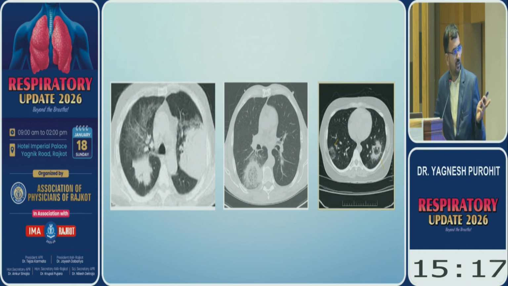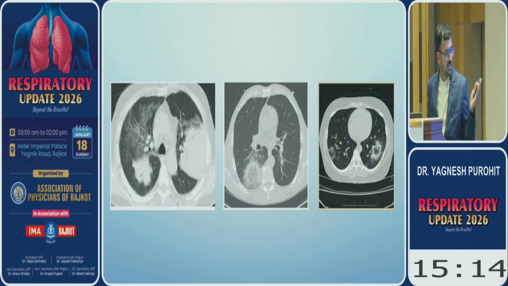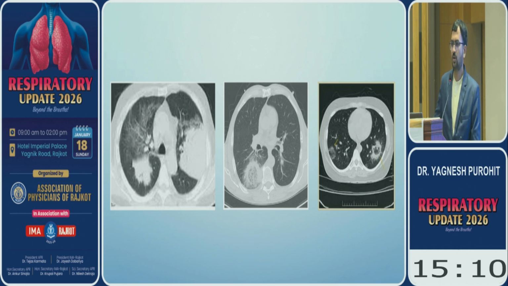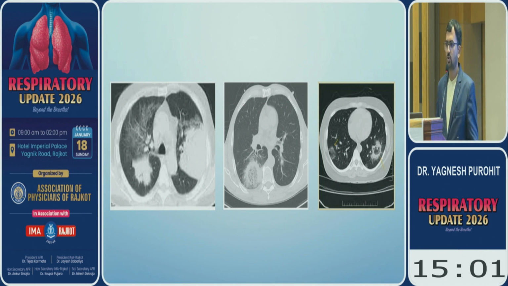So in the second and third image, mostly these are the reverse halo sign, we can say. These are most likely the mucor organism. So if we wait for the antibiotics to work and sometimes time passes, then we may not have time to diagnose it earlier. So upfront we should go for BAL.